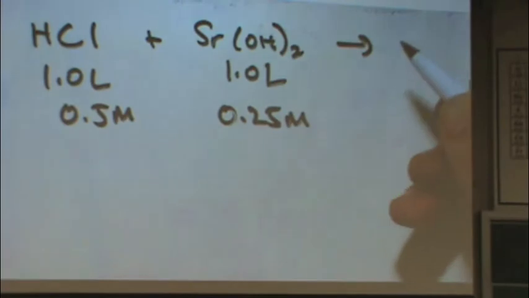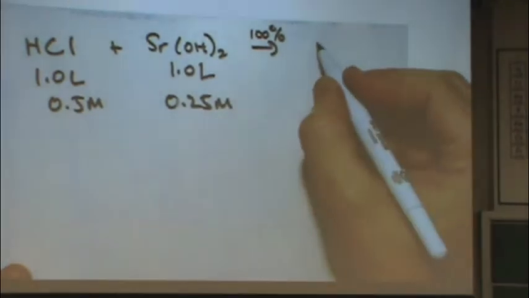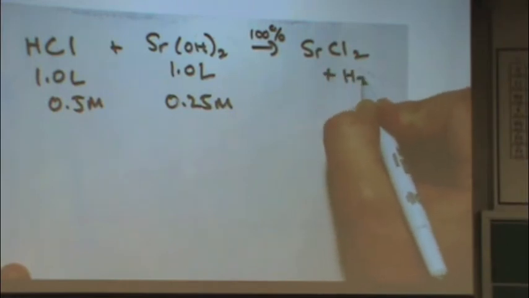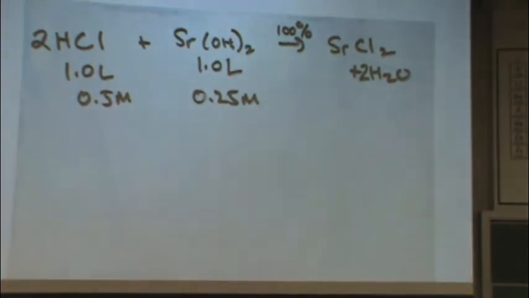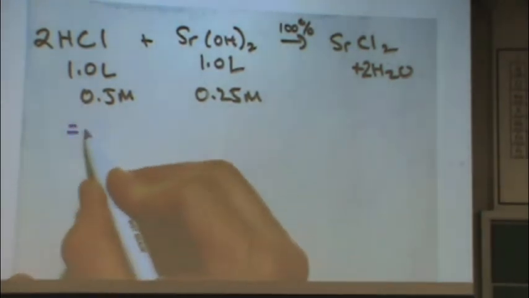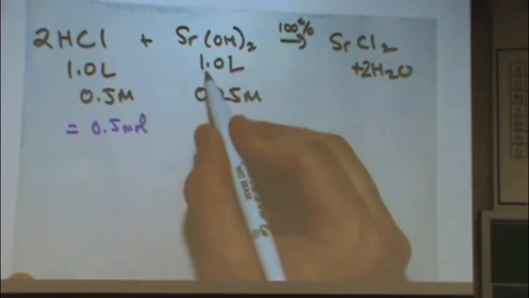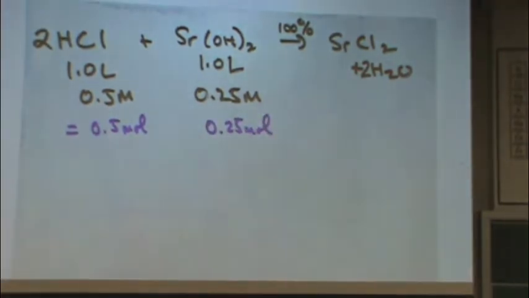Okay, let's write out the reaction and see what happens. These are strongs, so it's going to go 100% to the right. This is a neutralization, so this will be strontium chloride and H2O. It looks like I need 2 of these. Is that all balanced now? Okay, I think it is. And so if I multiply these, 1 times 0.5, that'll give me the moles. That's just 0.5 moles of this. And then I have 1 times 0.25, that's 0.25 moles of this.